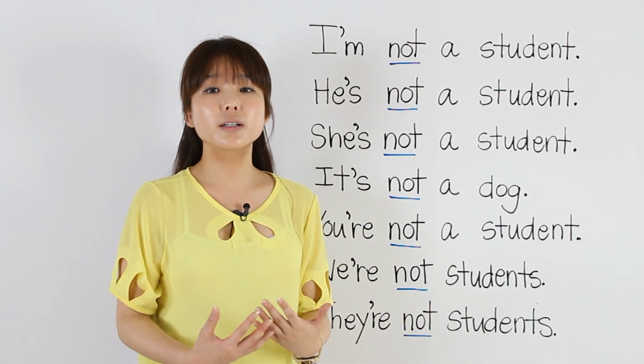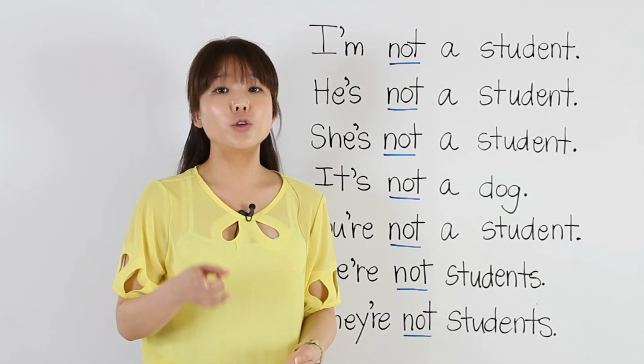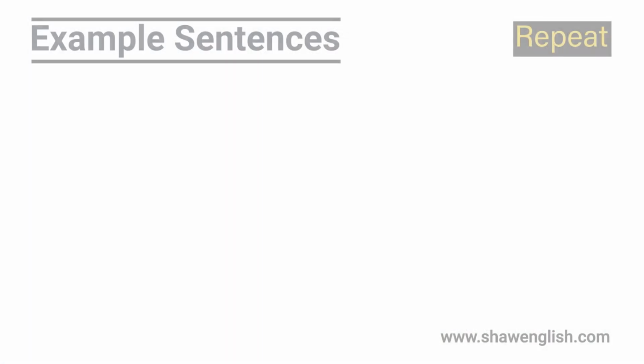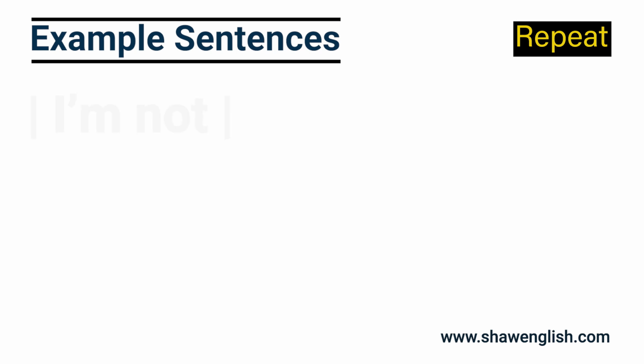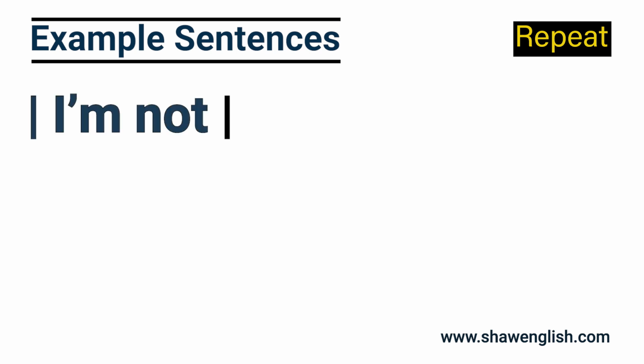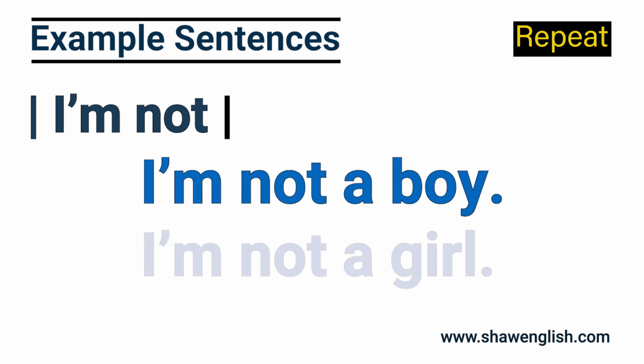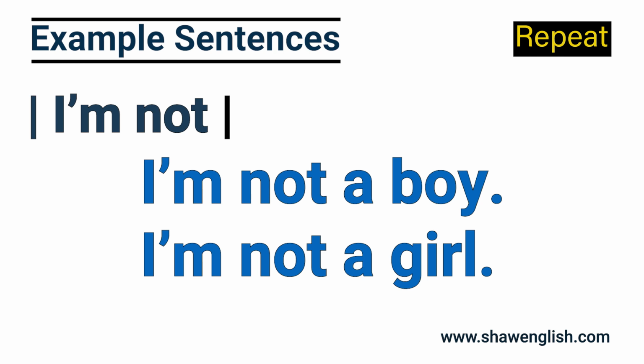Okay, we're going to look at some more examples. I want you to listen carefully and repeat after the examples. Let's start with the first one. I'm not a boy. I'm not a girl.